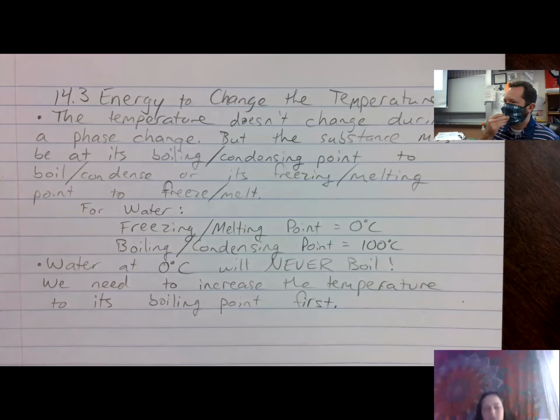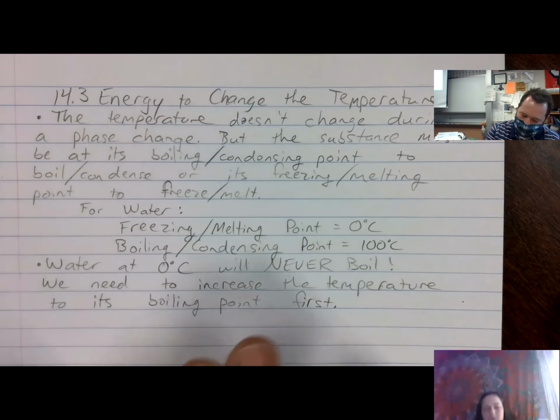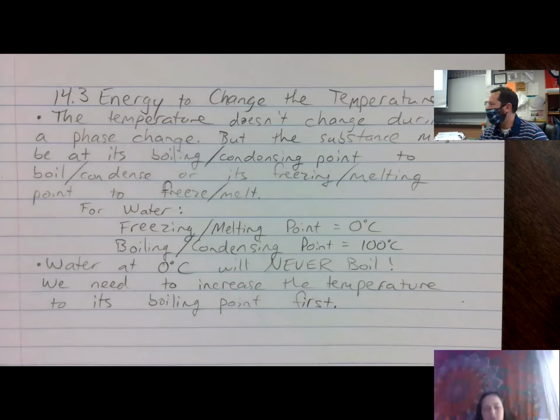Again, we worked on Monday with how much energy to boil that water, or in other words, how much energy to melt the water, whatever phase change you're going through. But before you can do either of those, you have to get that temperature up or down to its freezing melting point or boiling condensing point. If you're not at the right temperature, it's not going to boil.